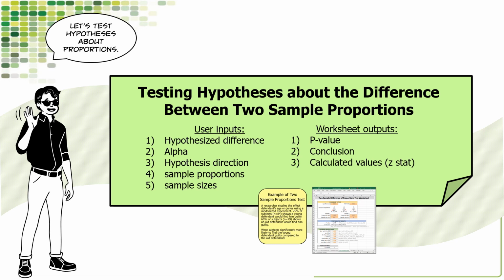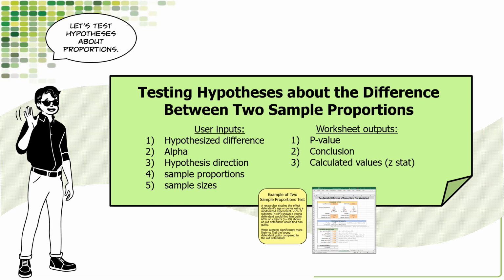To test a hypothesis about one sample proportion, you input 5 values into our worksheet. 1. The hypothesized value. 2. Alpha, which is your type 1 error tolerance. 3. The hypothesis direction. 4. The sample proportion. And 5. The sample size. These values should be given in the problem you're working on. After you enter this information, the worksheet shows you the p-value for the null hypothesis test, reports its conclusion, and shows you how it calculated test statistics.